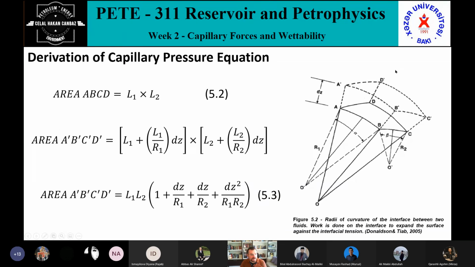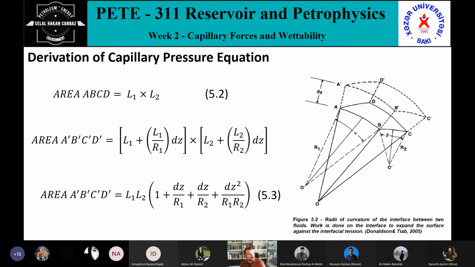This is a figure which has been taken from the Tiab book. It shows the radius of curvature of the interface between the two fluids. The work is done on the interface to expand the surface against the interfacial tension. If we are talking about surface tension, it means the tension between a certain liquid and air. If we are talking about interfacial tension, it is the interaction between two liquids. Okay, two liquids. This is crucial.